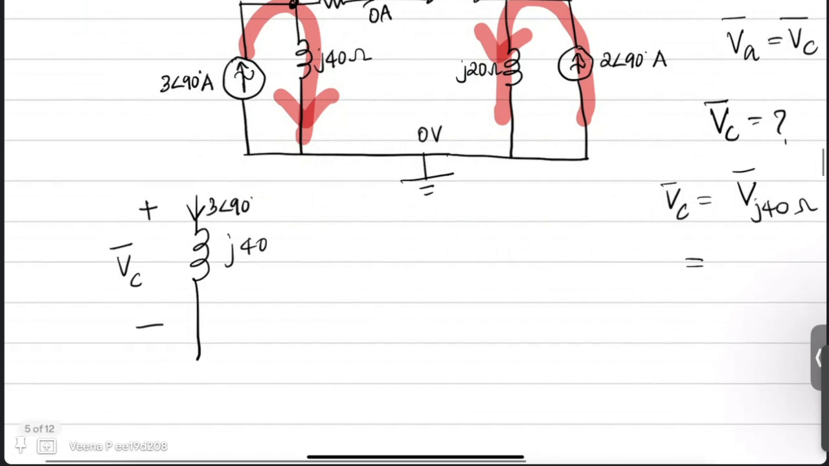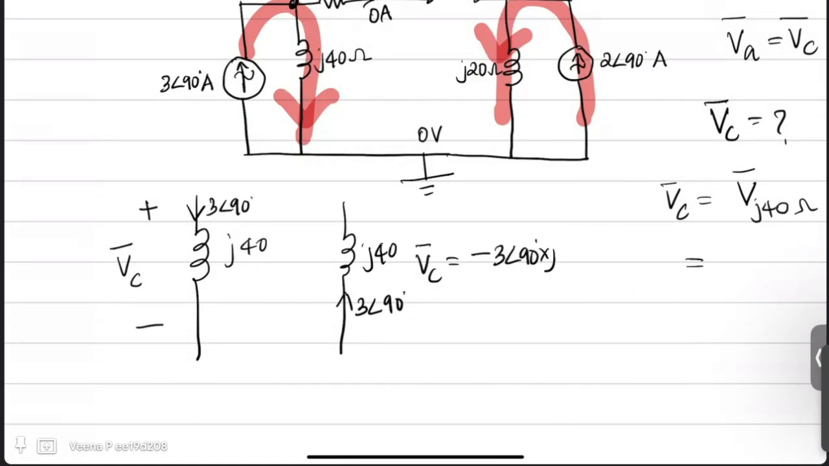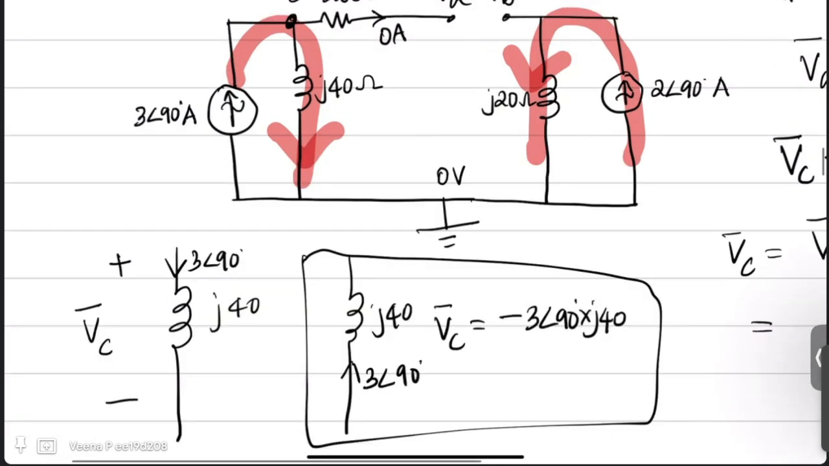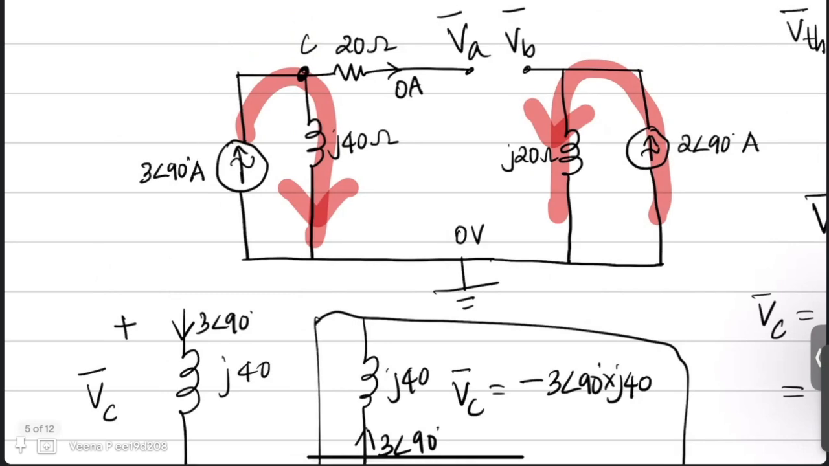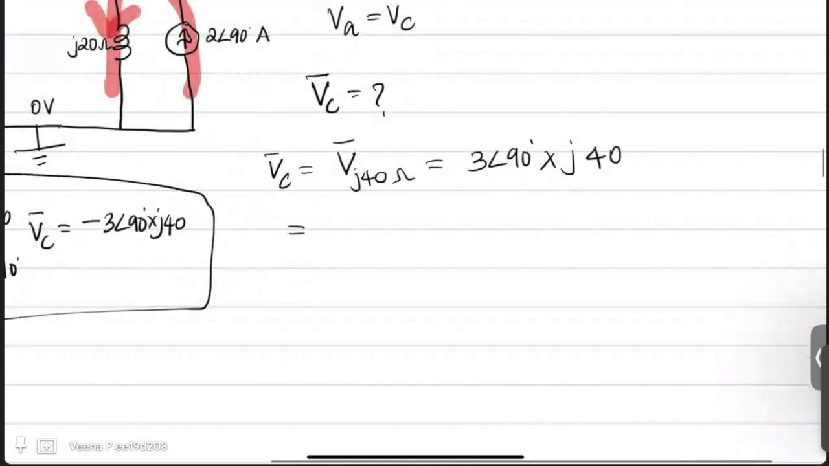If the current direction was reversed, if 3 angle 90 was going the other way across J40, then your VC would be minus 3 angle 90 times J40. This is another case, but in this case the current direction and the polarity of VC are the same. So VC can be directly written as the voltage across J40 ohm, which is 3 angle 90 times J40, which comes out to be minus 120 volts, which is your VC.